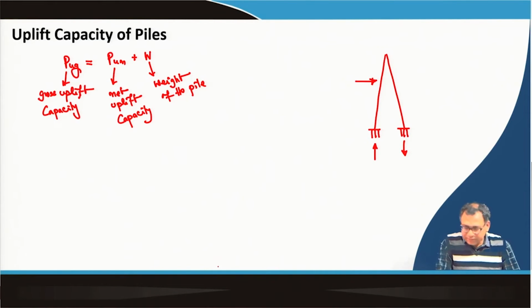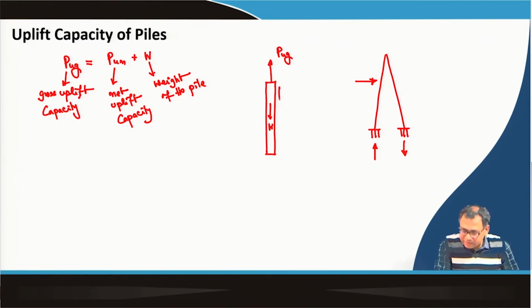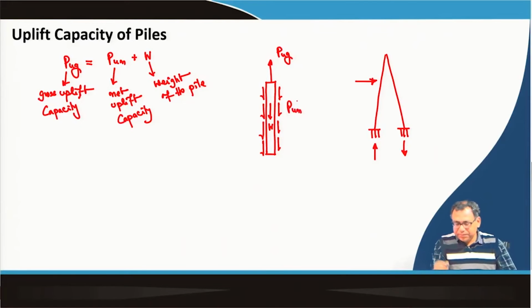So, in that time the tip resistance will not be active. So, only the skin friction will be active. Okay. So, skin friction will act in the downward direction, but the tip resistance will not be there. So, this is your PUN. So, PUN plus W will be equal to PUG.